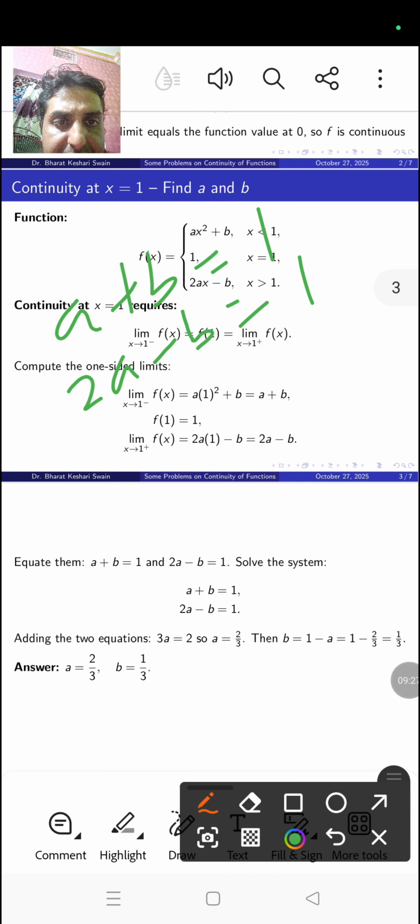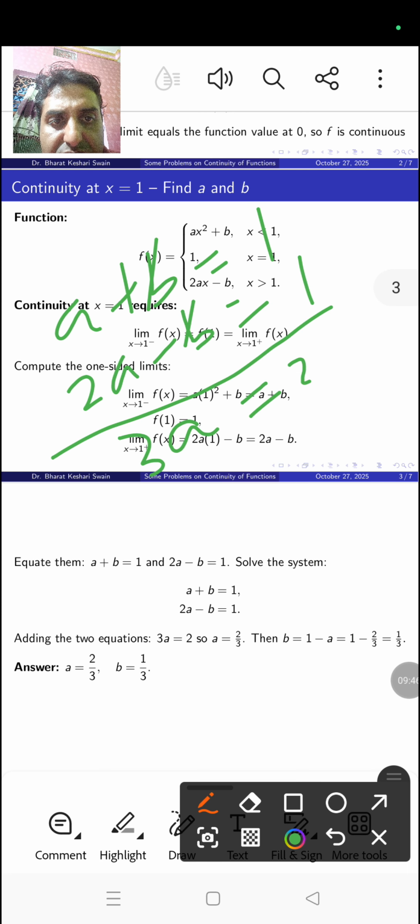Okay, so now you can find the value of a and b. So if you add them, b and minus b will be cancelled. So 3a is equal to 2. So a will be what? a will be 2 by 3.